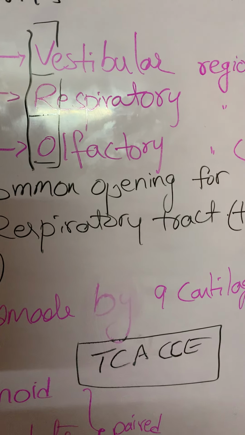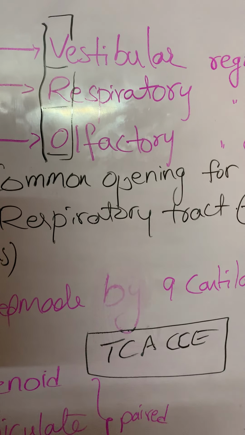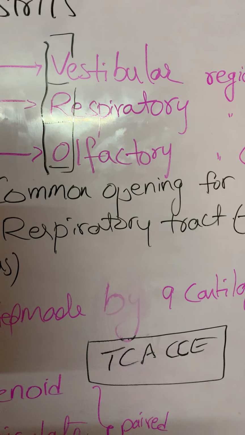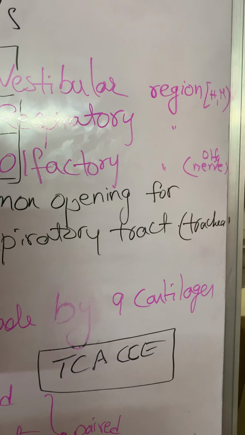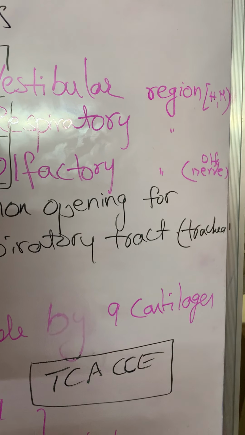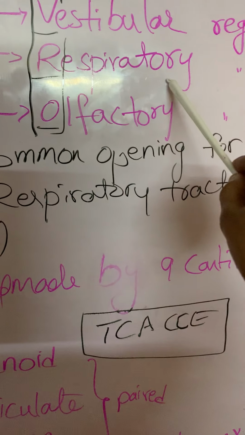As the body temperature of a human being is fixed, so we are homeostatic organisms, the body temperature is fixed, that is 37 degrees centigrade. So this respiratory region brings the temperature of the inhaled air to 37 degrees centigrade. That is the importance of the respiratory region.